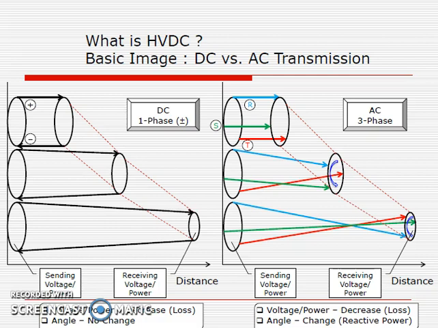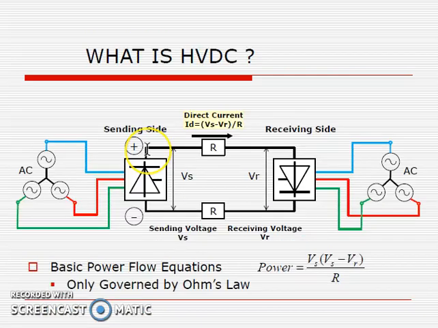In the HVDC system, as the distance from the sending end to the receiving end voltage increases, the losses will be very small. Whereas in AC transmission lines, as the distance increases from the sending end voltage, the losses will be increasing. What is the HVDC? The AC is converted to DC, and this DC will be transmitted to the receiving ends, and again DC is converted into AC.